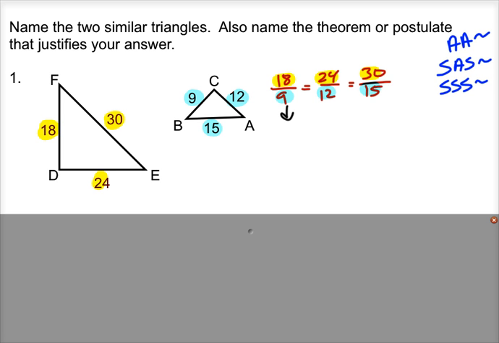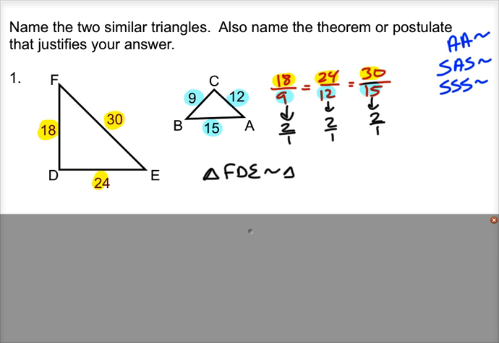So 18 over 9 reduces to 2 over 1. 24 over 12 reduces to 2 over 1. And 30 over 15 also reduces to 2 over 1. So they all reduce to the same value. So everything is proportional, and I do get my triangles similar. So I'm going to name it as triangle FDE is similar to triangle, and now you have to figure out how you are going to name the other one.